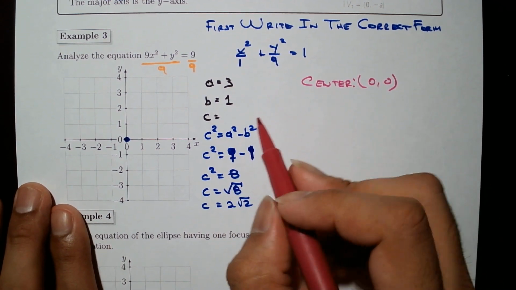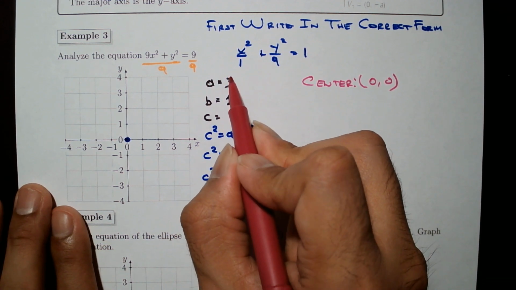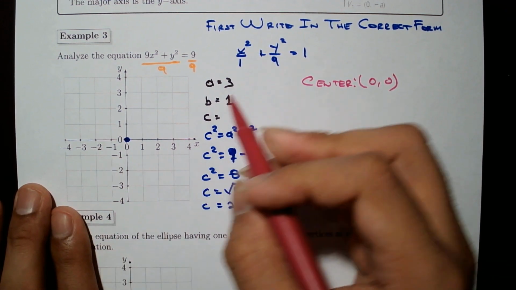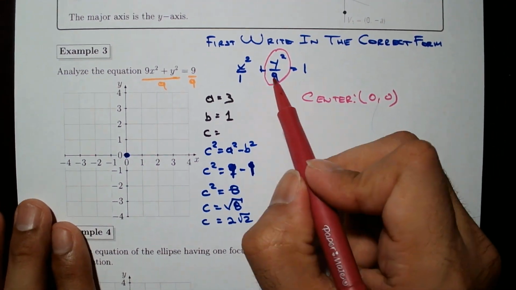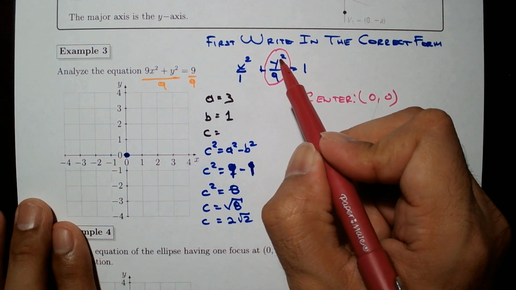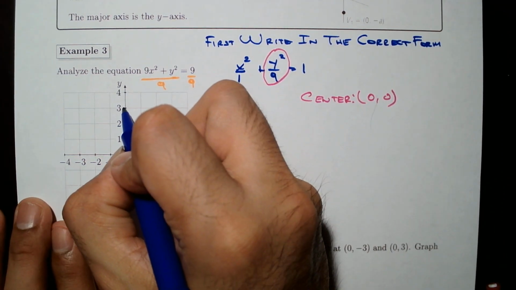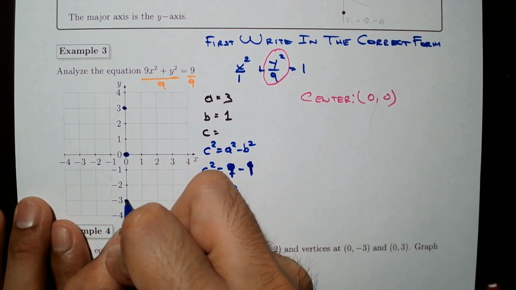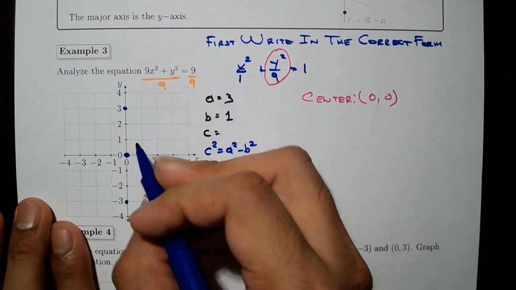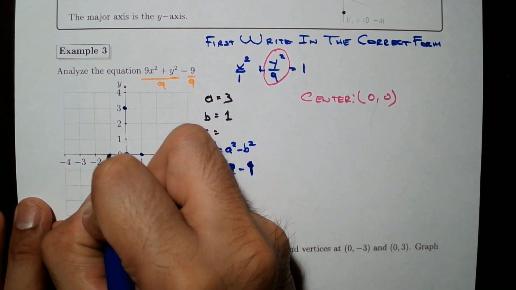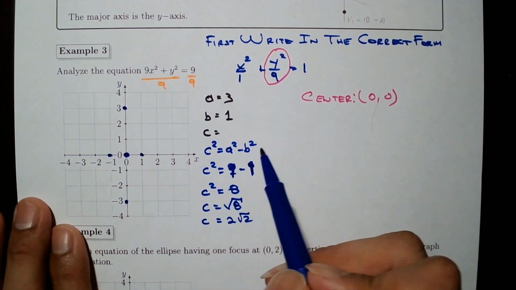And then, from the center, I'm going to move up 3 units, but in this case not horizontally, but actually vertically. The largest denominator is related to the y variable. So in this case, I'm going to move 3 units up and 3 units down. And then for the length of the minor axis, 1 unit and 1 unit.